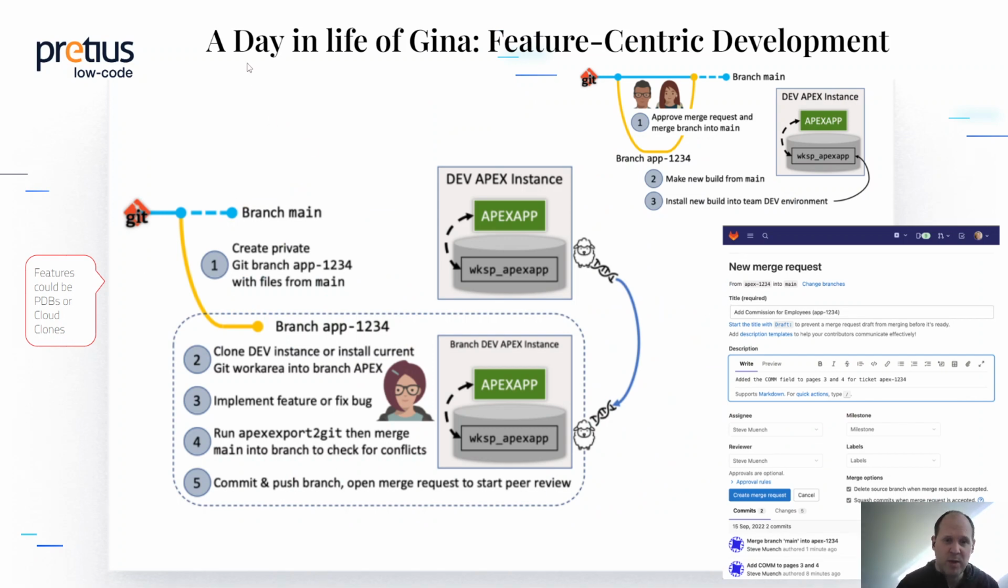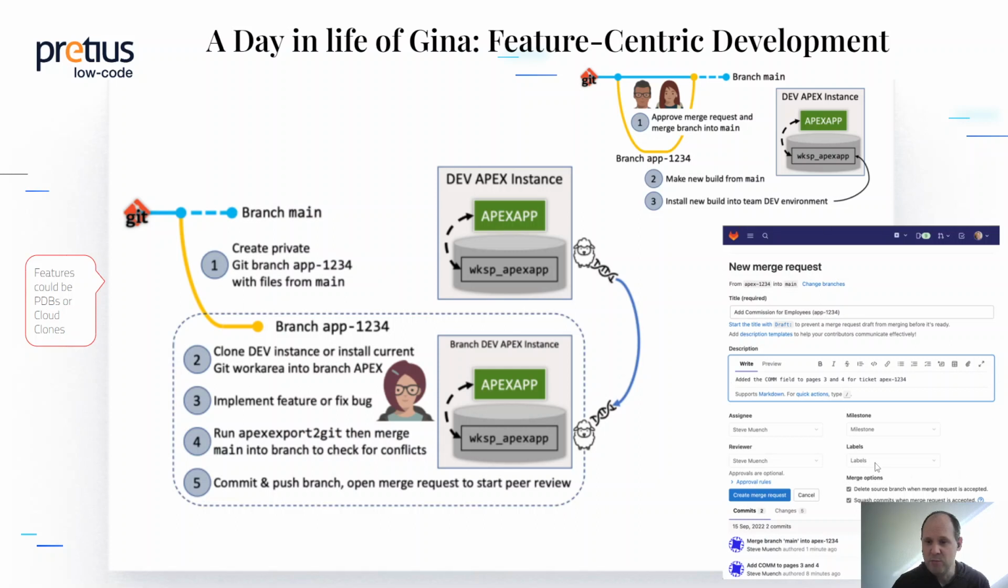Right, it's explained best in this Life of Gina. This is Gina. She's a feature-centric developer. So she decides she's going to work on this feature here. She creates a private environment. So it could be a cloud clone, a PDB, something like that. So she clones the environment. She starts working on the feature. She runs export to Git when she thinks she's done, and then tries to merge it back into this blue main branch here.